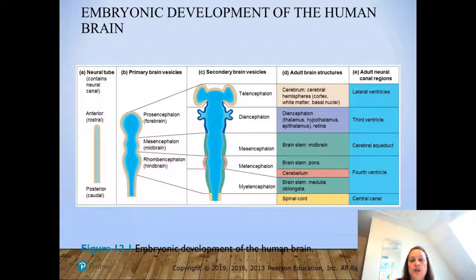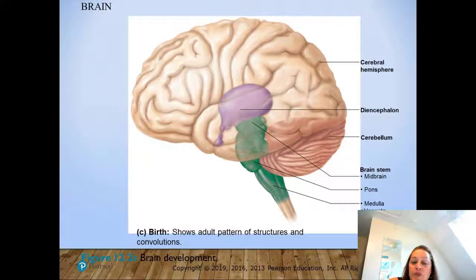This graphic tells you a little bit about the development of the human brain, starting with what's called the neural tube on the left. And then you see we're starting to get our primary brain vesicles and then secondary brain vesicles, and then it folds up into the brain structure that you see here. Now, this is the adult pattern. The four main regions are cerebral hemispheres in beige, diencephalon in purple, brainstem in green, and cerebellum in that deeper brown, the four regions of the adult brain.